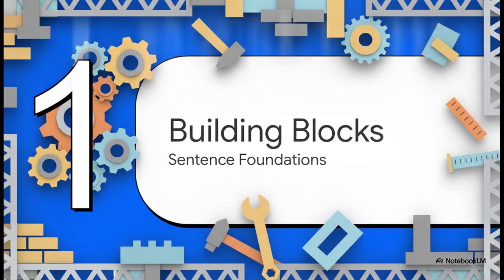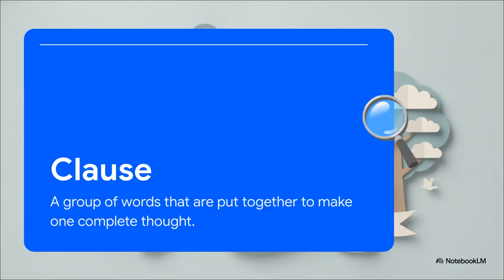All right, Section 1, Sentence Building Blocks. Let's lay down the absolute basics of our construction project. I want to present this concept slowly, almost as if you're seeing it for the very first time. Everything in English writing comes down to the clause. So what's a clause? Think of it simply as a group of words put together to make one complete thought. That's really it. It's not some grand mystery, it's just a single complete idea.